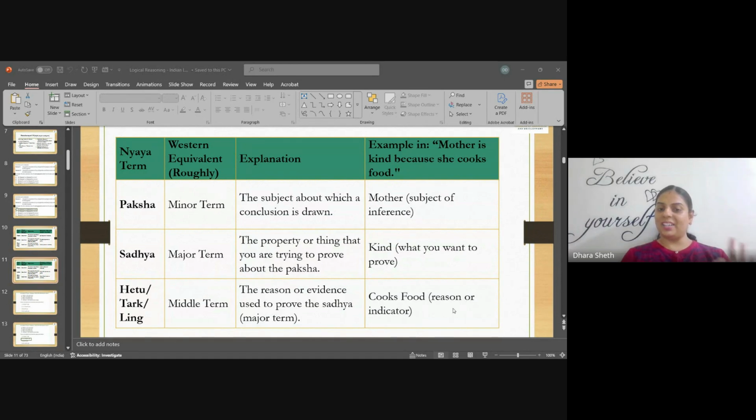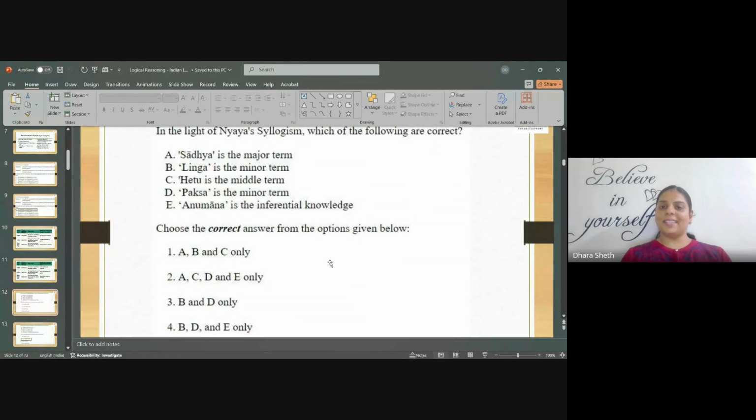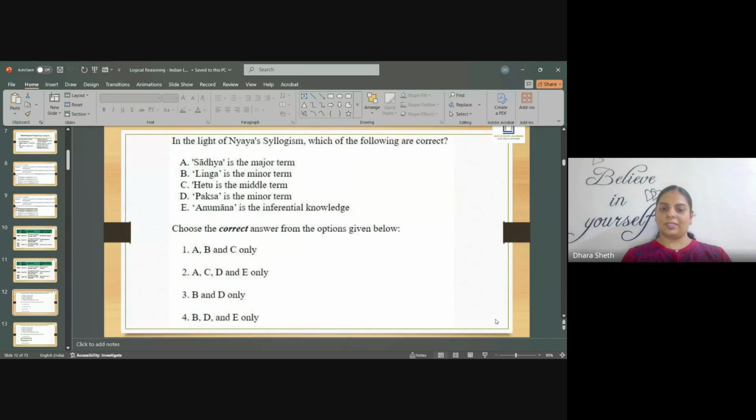Clear with minor term, major term and middle term in Indian logic system? Great. In light of Nyaya syllogism, which of the following are correct? Sadhya is the major term, Linga is the minor term, Hetu is the middle term, Paksha is the minor term, Anuman is the inferential knowledge. Because we have not talked about Anuman, let's leave that for now. Let's just talk about ABCD. Is A correct? Is B correct? Is C correct? Is D correct?